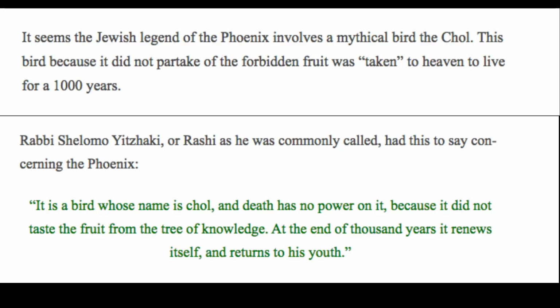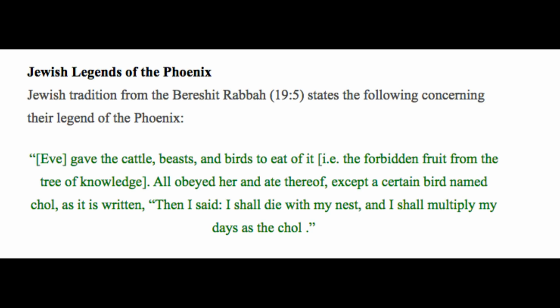According to rabbinic literature, right? Rabbi scholars, right? Just to finish up here, it says Jewish legends of the phoenix. Jewish tradition from the Bereshit Rabbah 19:5 states the following concerning their legend of the phoenix. It says Eve gave the cattle, beasts, and birds to eat of the forbidden fruit from the tree of knowledge. So she didn't just give it to Adam; she gave it to all the animals too. All obeyed her and ate thereof, except a certain bird named Shol, as it is written, Then I said, I shall die with my nest, and I shall multiply my days as the shoal. And that's very similar to the verse in Job 29:18 and 19.